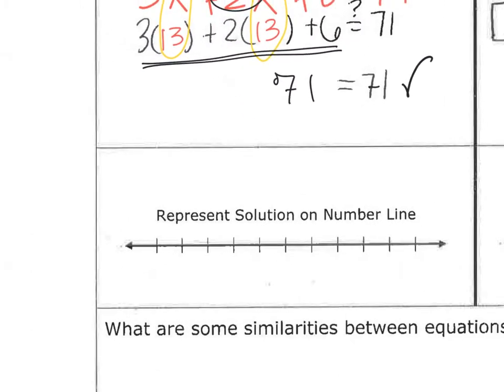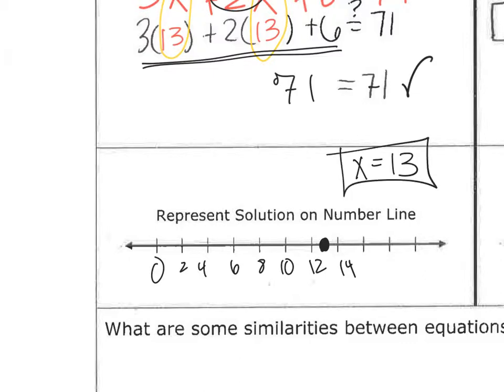If I wanted to represent that on the number line, then I would show 0. And if x equals 13, then let's see. If I do it by 2, 4, 6, 8, 10, 12, 14, then that means my solution is right here. You'll notice that if it is an equation, the solution is 1 point.